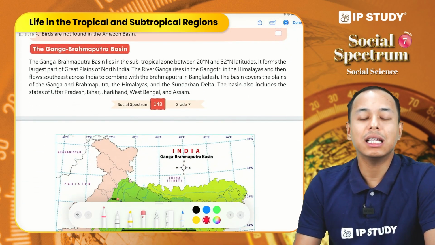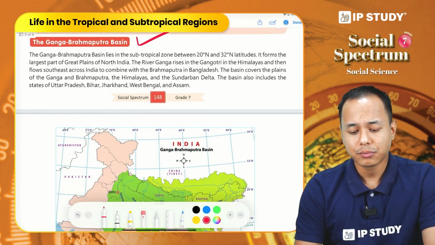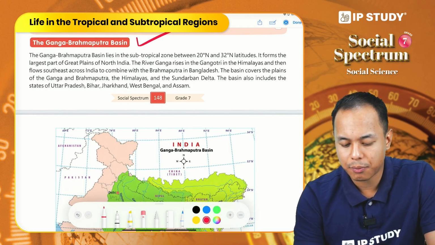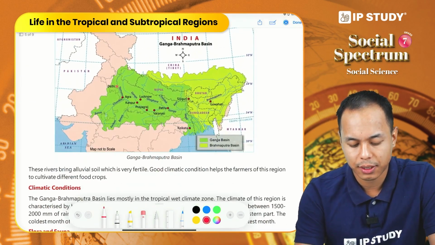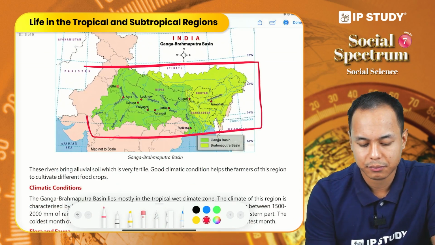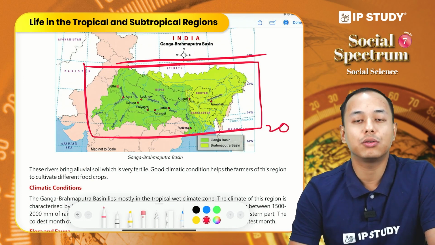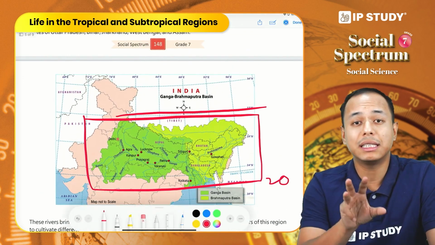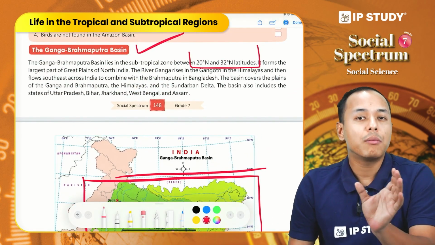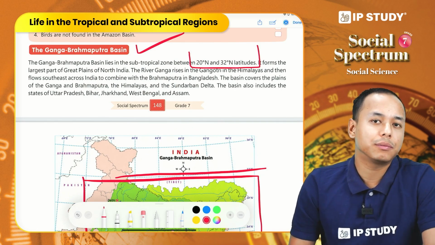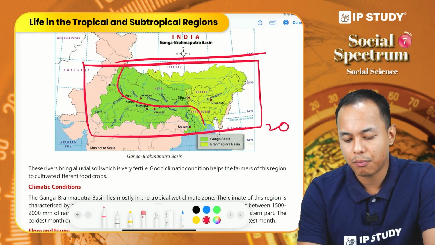Now let us see the Ganga-Brahmaputra Basin, that is in the subtropical region. When we talk about the extent of the Ganga-Brahmaputra Basin, it is 20 degree north to 32 degree north latitude. So from 20 degree to approximately 32 degree north latitude is the extent of the Ganga-Brahmaputra Basin in the subtropical region. As we all know, the Ganga-Brahmaputra Basin is drained by two important rivers, the Ganga and the Brahmaputra.